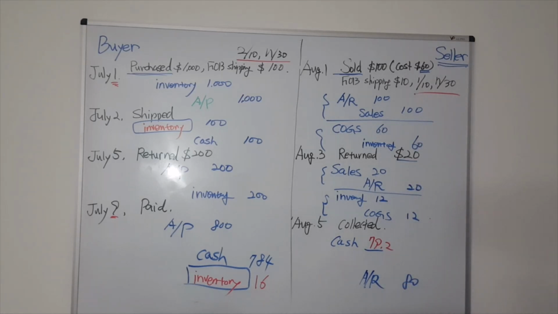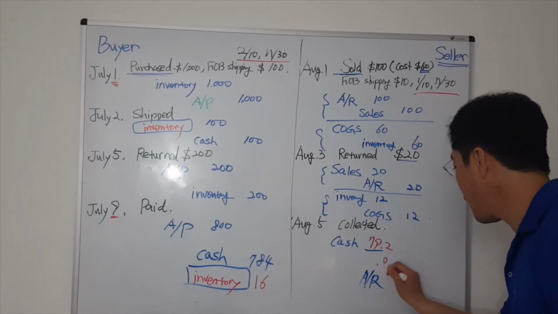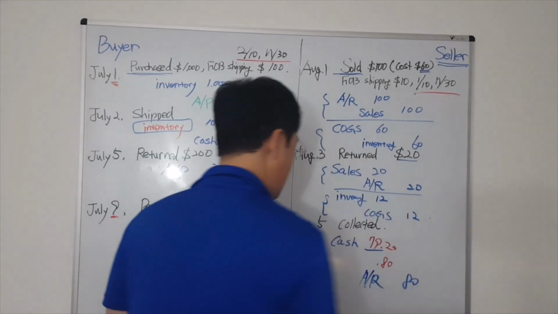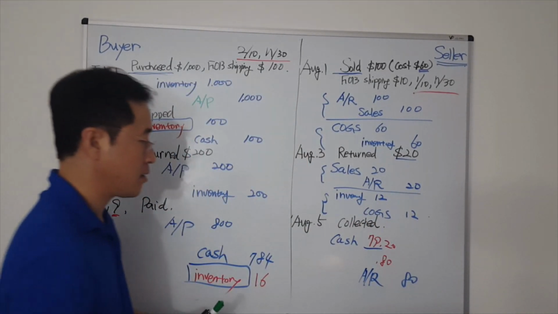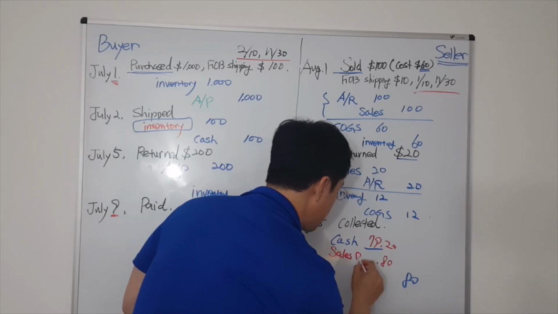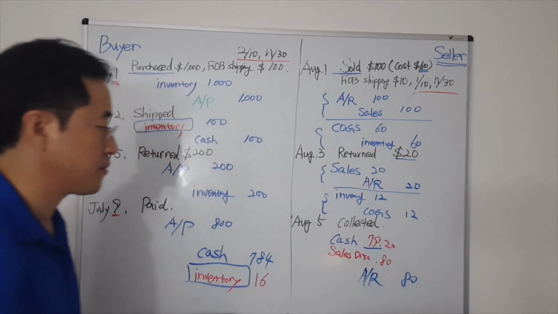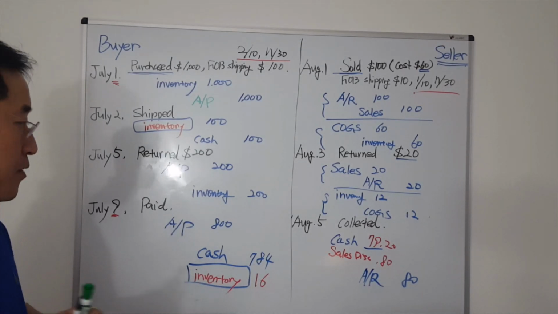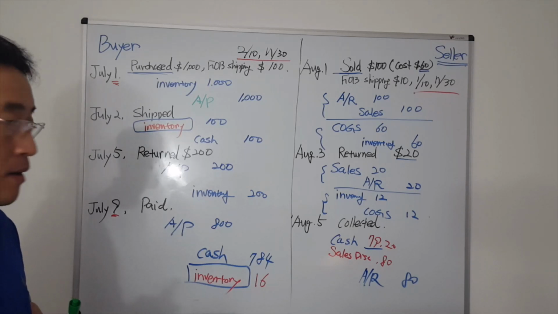Alright? Debit $79.20, credit $80. So that's not balanced as an entry. We need 80 cents here. What's that? Think about it. Just a second. That's sales discount. How do you feel? It's very complicated.